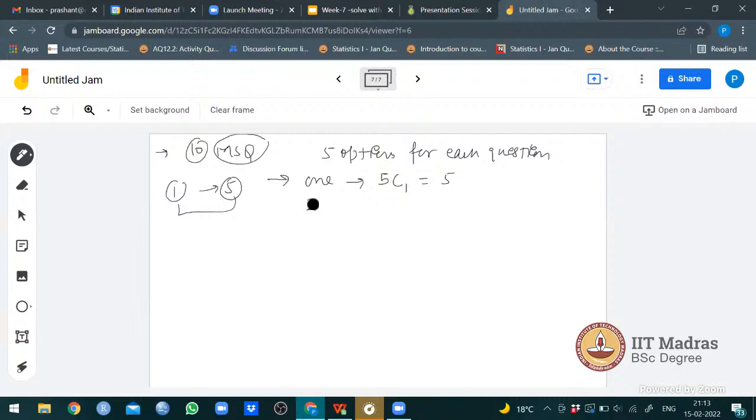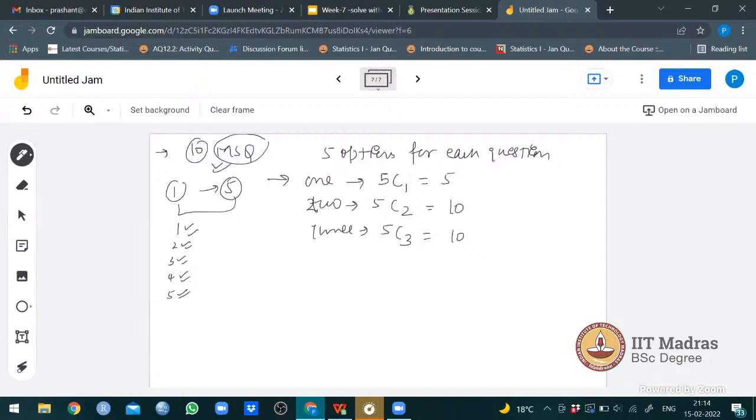When two options are correct, it will be 5C2. Sir, I am not getting this one, can you explain it once again? What is the meaning of MSQ? In MSQ, multiple options can be correct. So it is possible one option can be correct, 2 options can be correct, 3 options, 4 options, or 5 options can be correct.